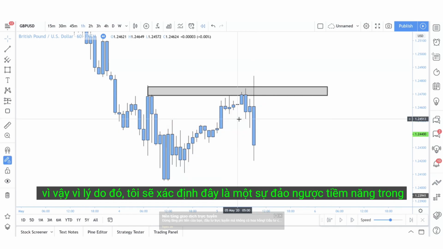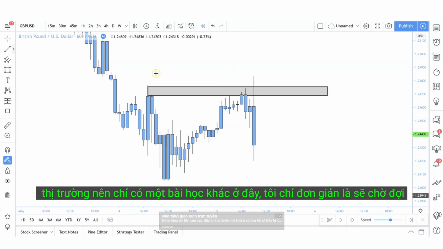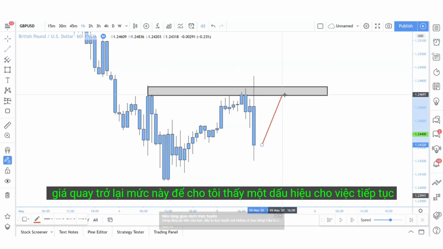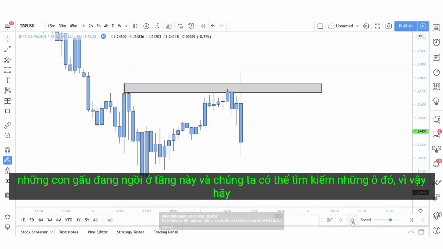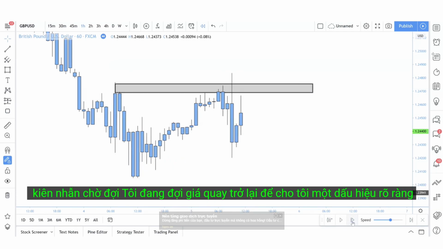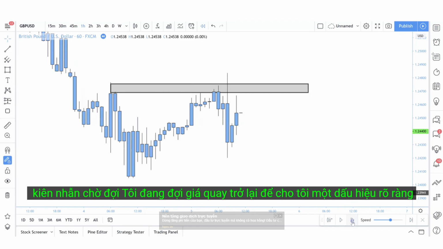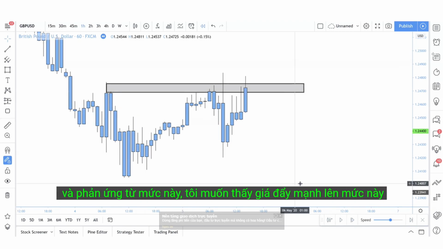So just another lesson here. I'm simply just going to be waiting for price to come back to this level to show me a sign for a continuation to the downside. If we don't break above this level, then this is a strong sign that bears are sitting in this level and we can look for those sells. So let's just wait patiently. I'm waiting for price to come back to give me a clear indication and a reaction from this level. I want to see price pushing into this level strong and then failing to break above it.